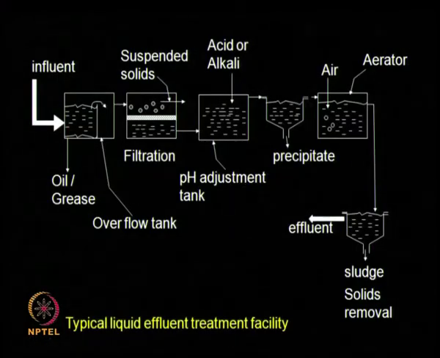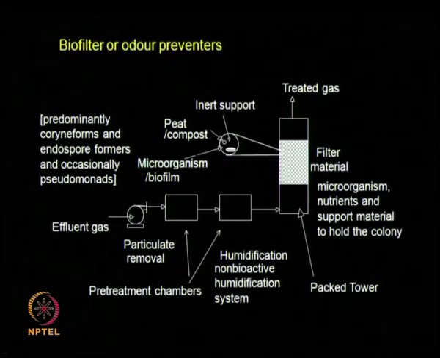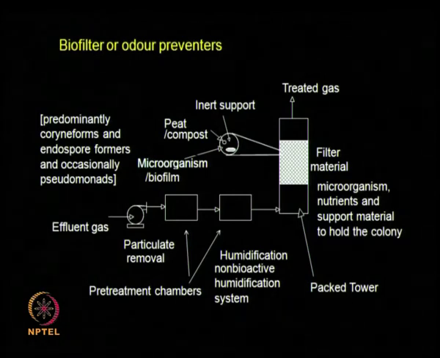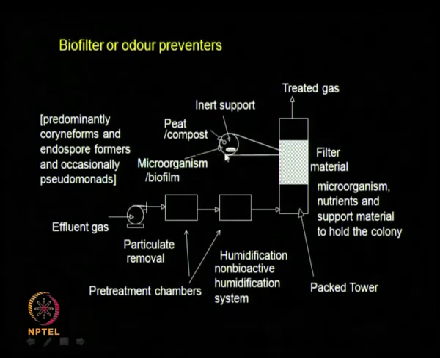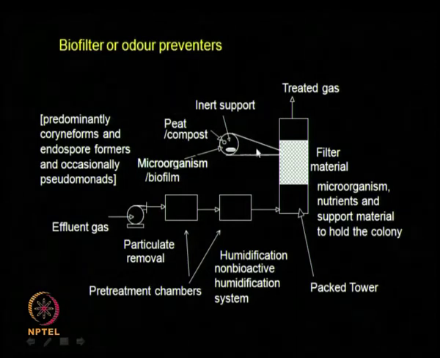There could be many modifications depending upon the nature of effluent. If you have a gaseous effluent, what do we do? We can use a biofilter, or it is called an odor preventer. So a biofilter is nothing but a tall column. You have packed this column with filter material, this material could be an inert support, and then it could be a nutrient like peat or compost, and then you put in some microorganism or biofilm.